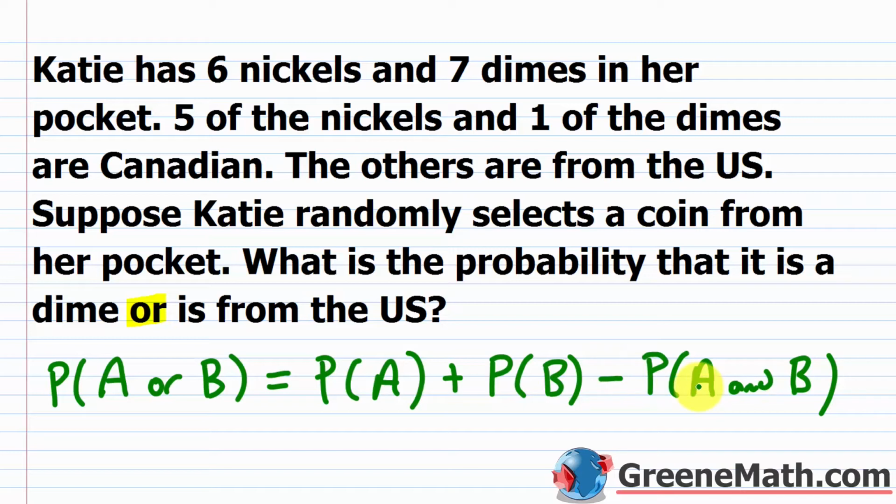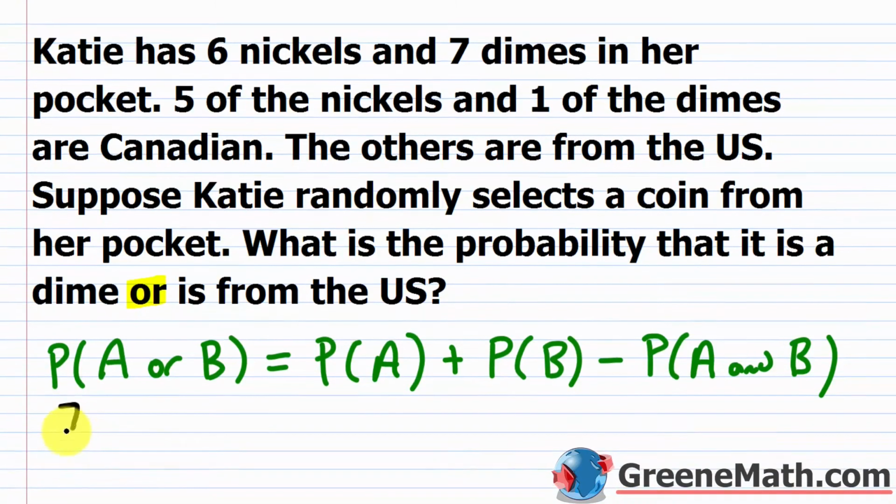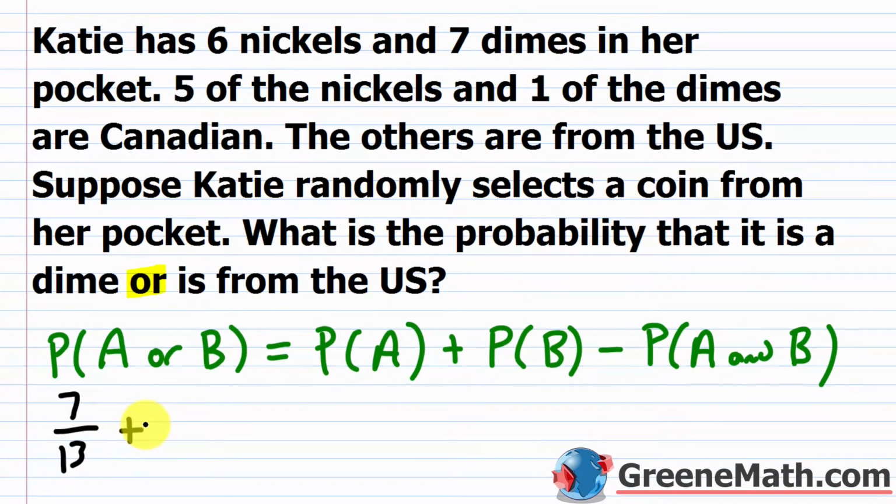So let's go through real quick and think about what's the probability that it's a dime. Well, we know that she has 6 nickels and 7 dimes. Okay, well, 6 plus 7 is 13. So 13 coins overall, 7 of them are dimes. So the probability of having a dime is 7 over 13. Then plus, what's the probability, okay, that the coin is from the US, meaning it's not Canadian? Well, it tells you that 5 of the nickels and 1 of the dimes are Canadian. So 6 out of the 13 coins are Canadian. So 7 out of the 13 are American or US currency. So 7 over 13.